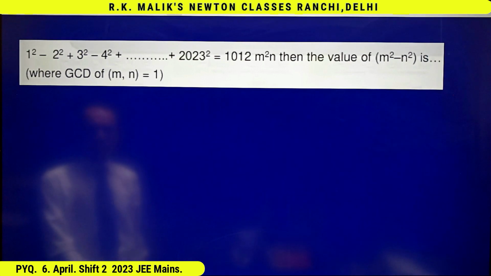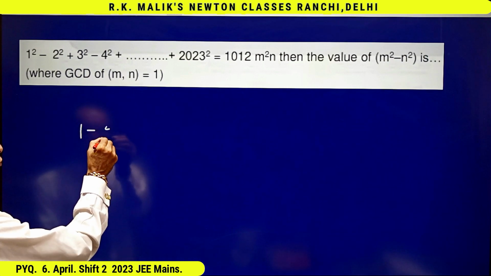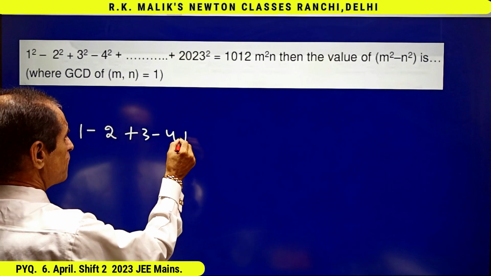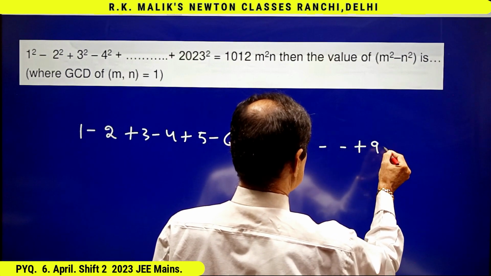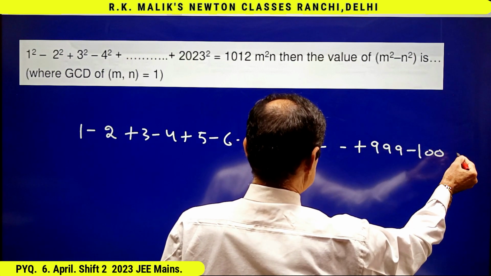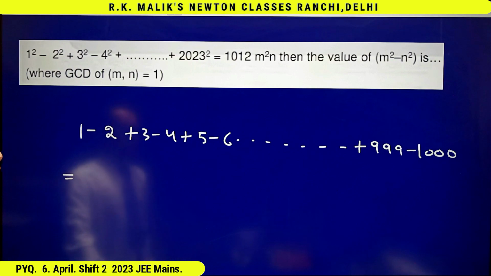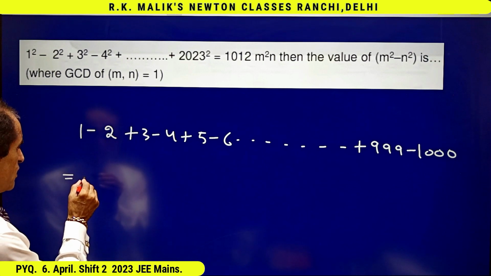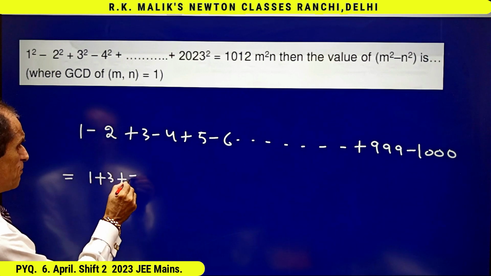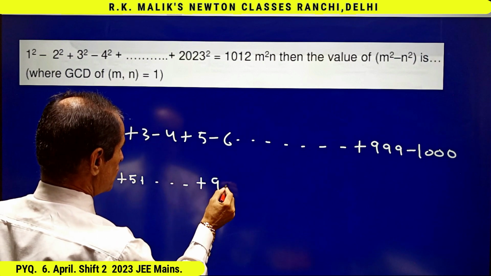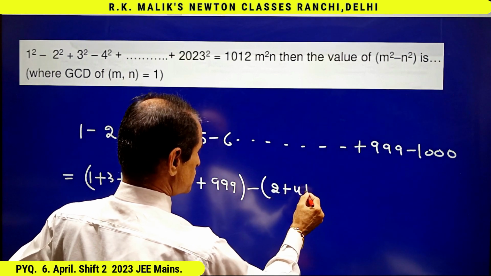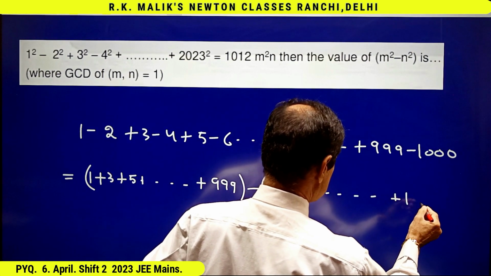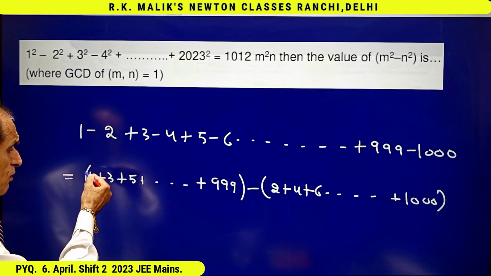Suppose the question is: calculate the value of 1 minus 2 plus 3 minus 4 plus 5 minus 6 up to plus 999 minus 1000. The concept which immediately comes to mind is to calculate the value of 1 plus 3 plus 5 up to 999, minus 2 plus 4 plus 6 up to 1000. Find the sum of all these terms.